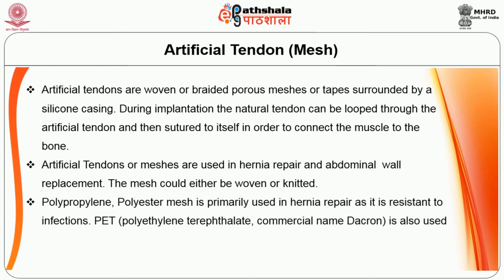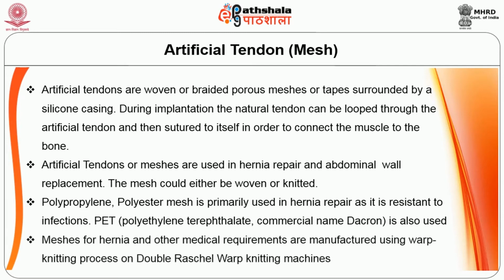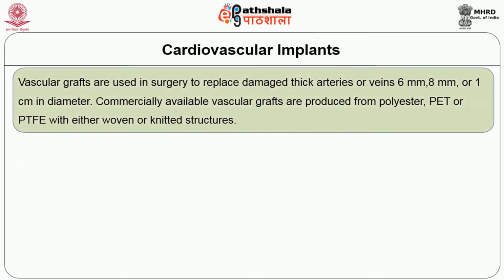Polypropylene and polyester meshes are primarily used. It has to have resistance to infection. PET is also used. Mesh for hernia and other medical requirements are manufactured using the warp knitting process on double Rachel warp knitting machines. Next, we shall be seeing about cardiovascular implants.